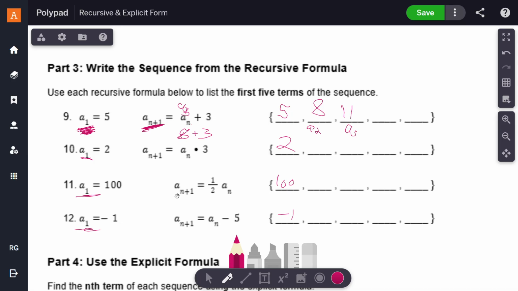Now, the other thing to notice for this is plus 3. If you look at the next formula, again, you started with 2. We're going to constantly be multiplying by 3 here. We're going to constantly be multiplying times 1/2. We're going to constantly subtract 5 to go from one term to the next.